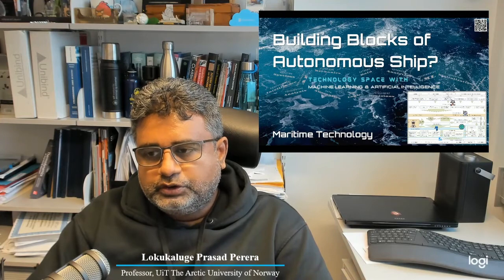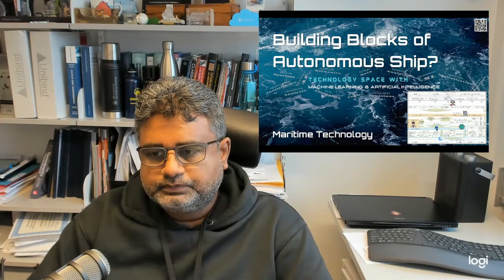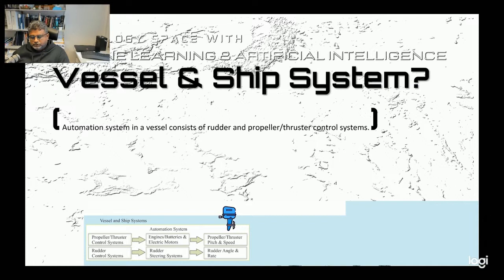So let's move on to the main content of this presentation. Let's talk about the respective building blocks of autonomous ships. Here, the first building block we are going to discuss in this slide would be the automation system. Generally, automation systems consist of a propeller or thrust control system coupled with a rudder control system. I am considering a conventional vessel in this situation. Of course, the automation system can vary from vessel to vessel, but this is a general representation.